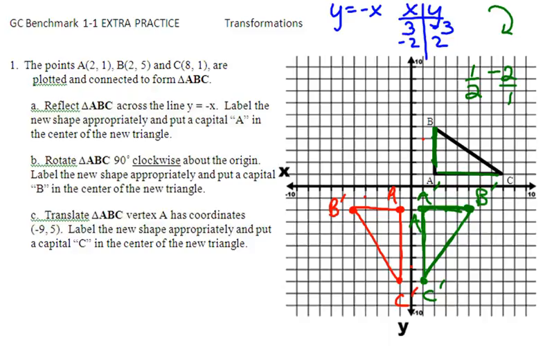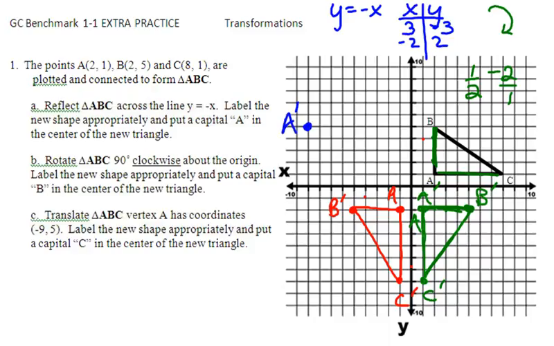And then for the final one, we're going to translate the triangle. So A has the coordinates negative 9, 5. We'll plot negative 9, 5 right there, and that's going to be my A prime. And simply figure out the rest of the triangle, how it fits.